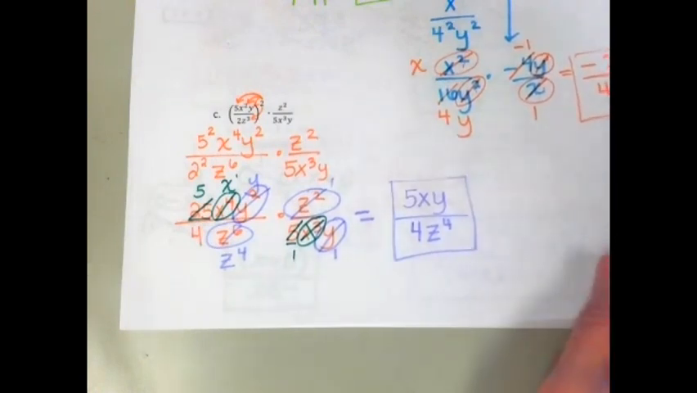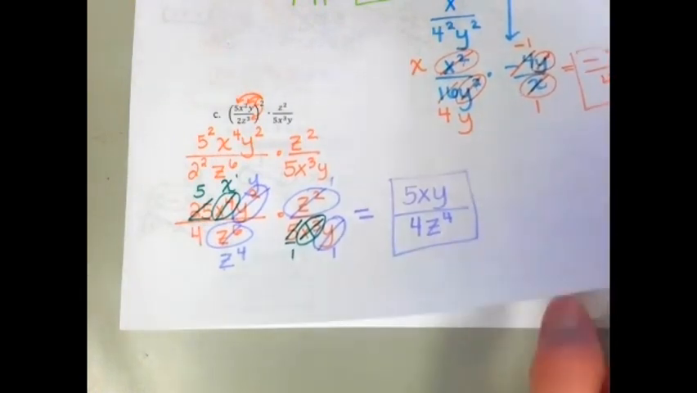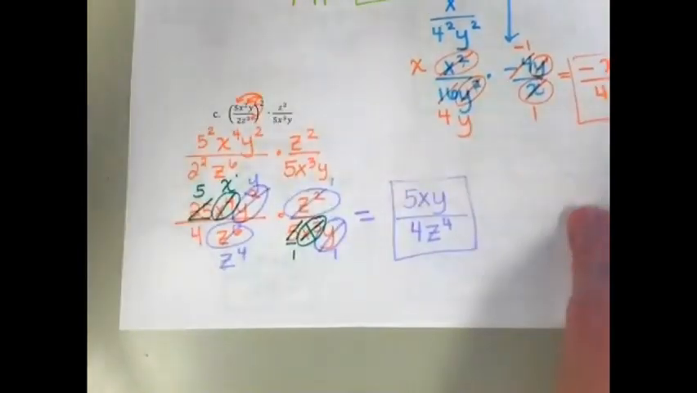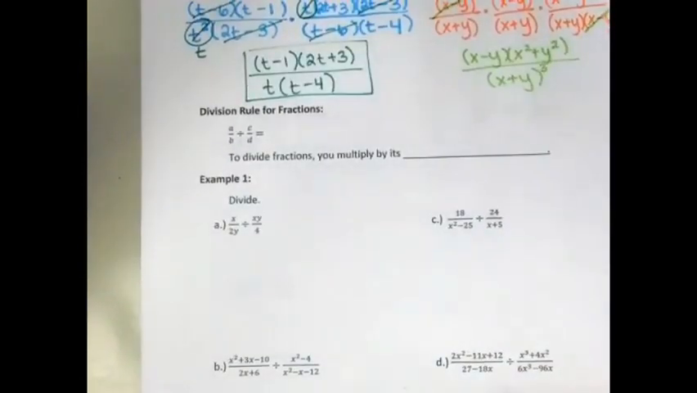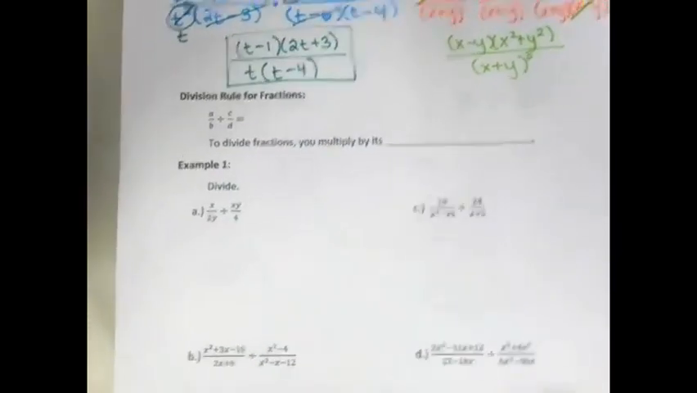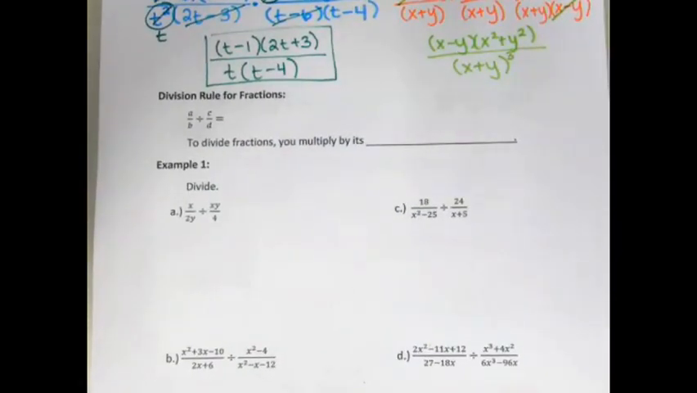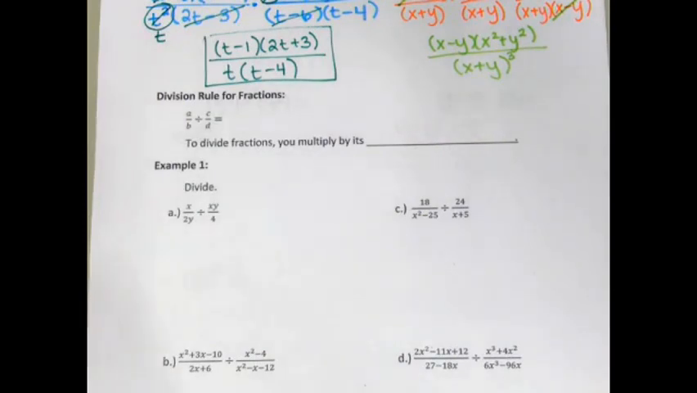Okay, any questions with this part? So that was the end of 6.2. Okay, 6.3 is just dividing fractions. But guys, if you can multiply, you can divide. Do you know how to factor? Do you know how to cross simplify? Do we know how to divide fractions? Can we actually divide fractions?